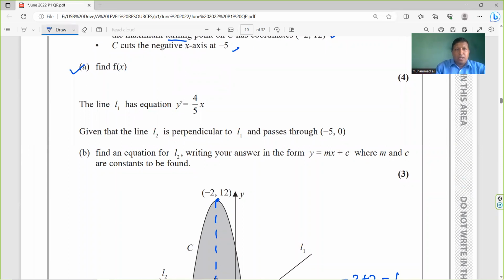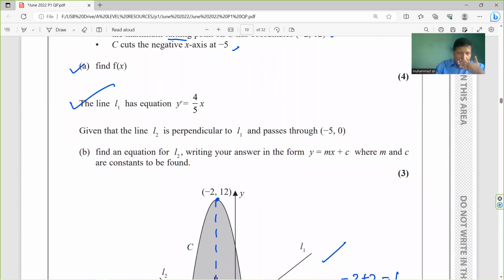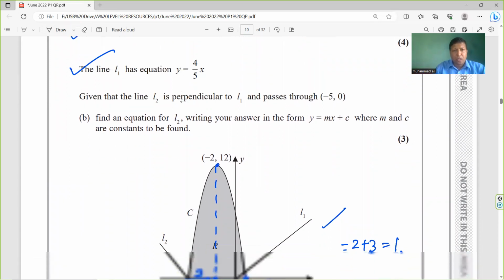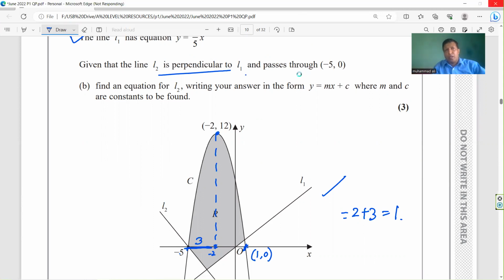Okay, this is the line L1. The line L1 has equation y equals 4/5 x. Given that L2 is perpendicular to L1, very important information, L2 is perpendicular to L1 and passes through (-5, 0).